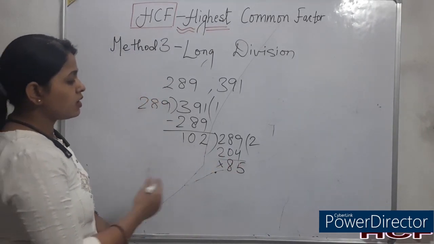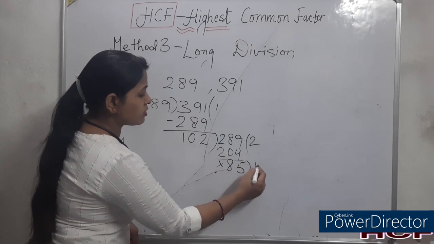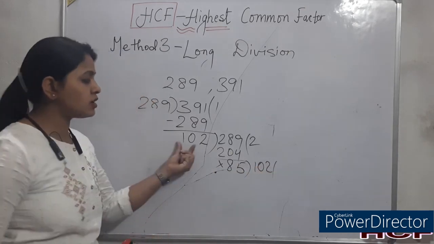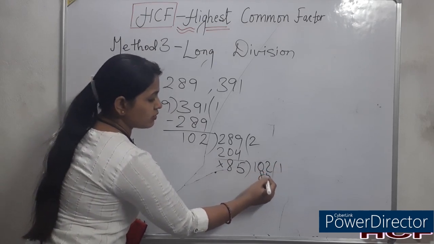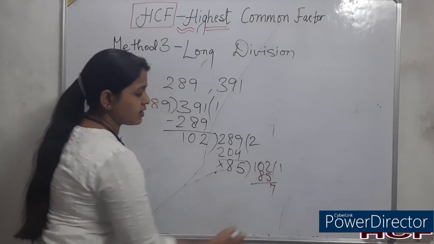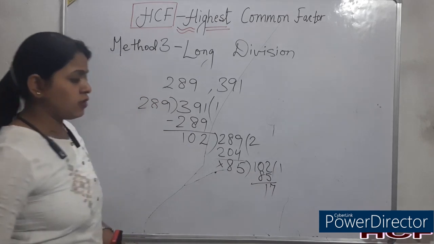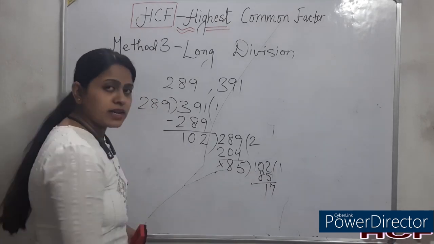Okay? Now let's again divide 85 with 102. As 102 now become the dividend. 85 into 1, 85. 12 minus 5, 7. 9 minus 8, 1. Okay? Now here 17 is the remainder.